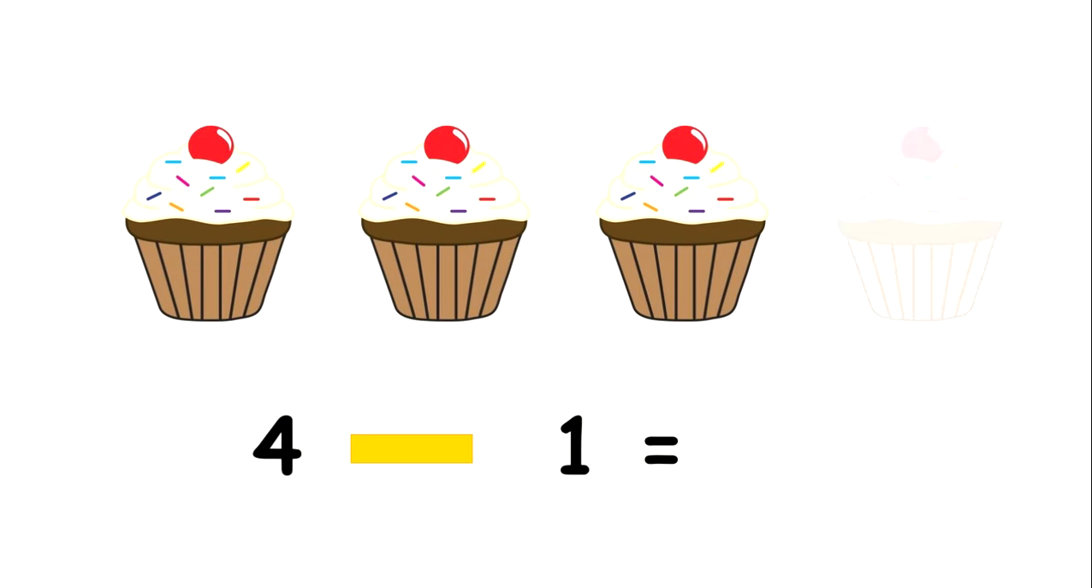So I took 1 cupcake from the end there. Somebody was so hungry. So I'm going to eat one of these cupcakes. And we took away 1. We subtracted 1. We minus 1. How many cupcakes are left? Count them. How many left? 3 cupcakes are left. Nice. So 4 subtract 1 equals 3.